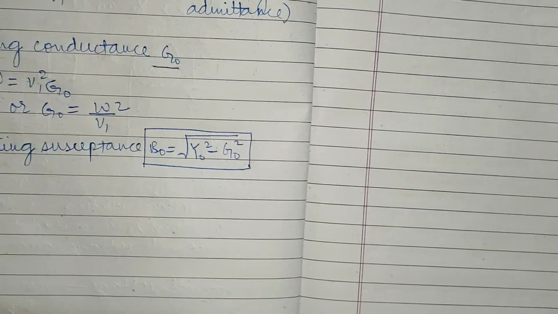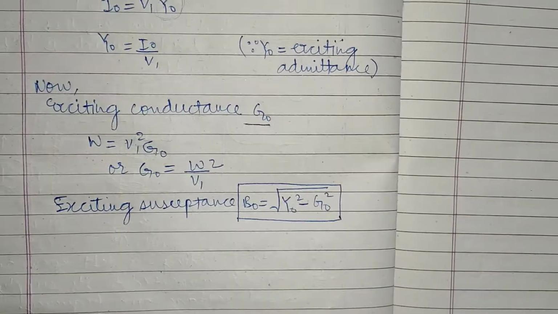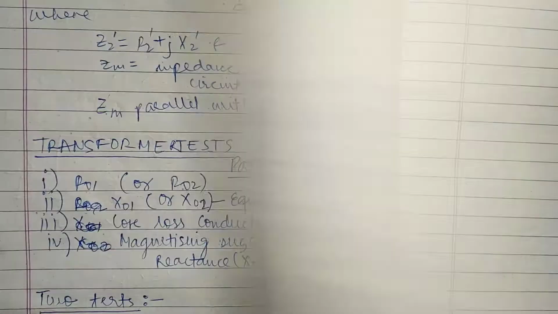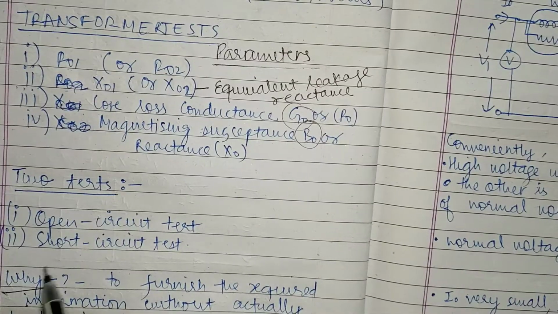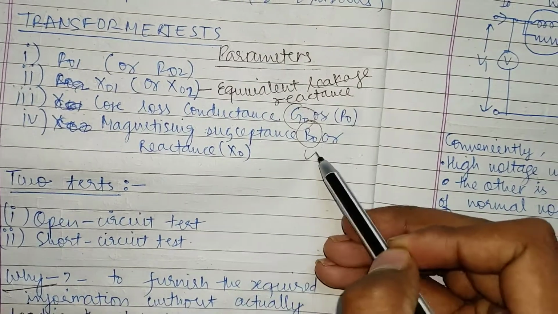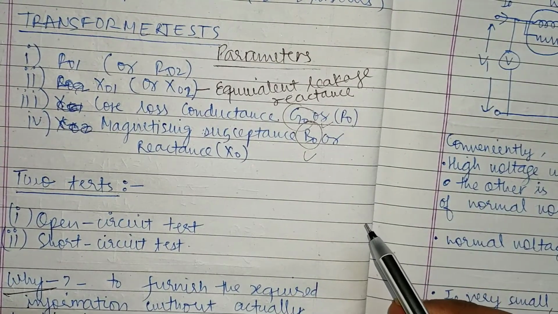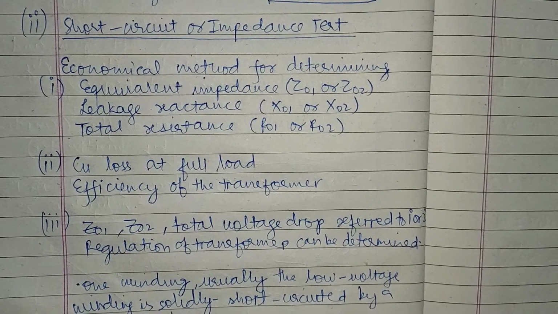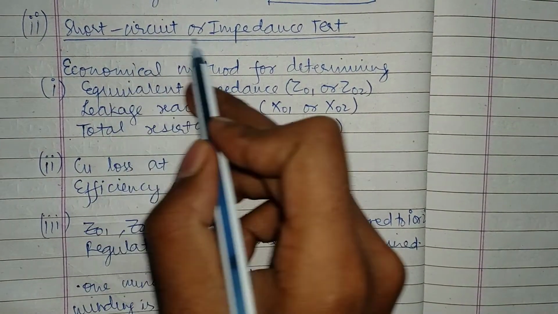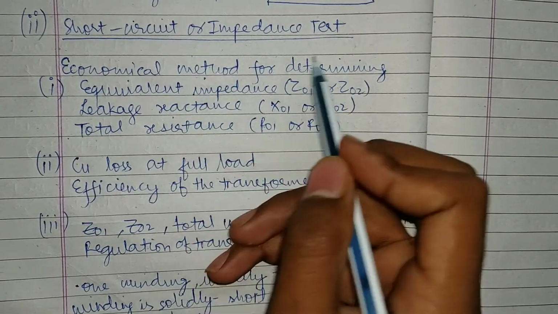So these relations are used to derive the necessary parameters that we have studied here. Now we are going to study our second test, which is called the short circuit or impedance test.